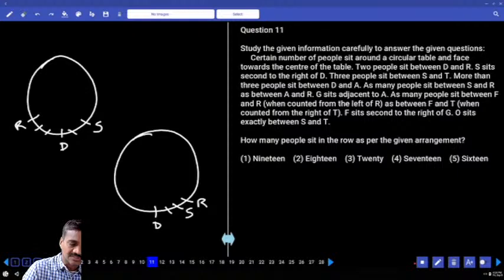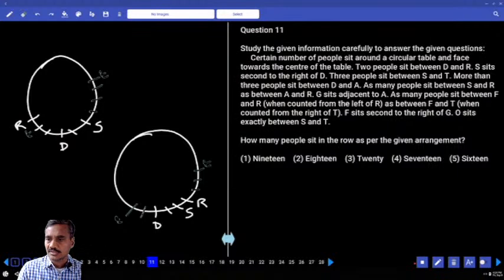Then S and T, there must be exactly 3 people. 1, 2, 3, T can be here. Or 1, 2, 3, T can be here. That means T can be either to the right hand side or to the left hand side. Now there are 3 persons between S and T. 1, 2, 3, T can be here, or 1, 2, 3, T can be here. Then more than 3 persons between D and A. Now in between D and A, more than 3 persons. That means can be 4, 5, 6 and so on. More than 3 people between D and A.